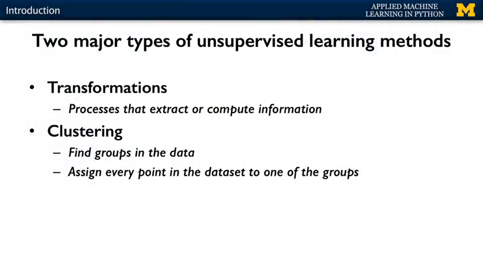So in this lecture, we'll give a brief survey of unsupervised learning methods, divided into two major categories. First, we'll look at one family of unsupervised methods called transformations, because they essentially just run the original data through some kind of useful process that extracts or computes information of some kind. Then we'll look at the other broad family of unsupervised learning methods, which are the clustering methods, like in our website example, that find groups in the data and assign every point in the dataset to one of the groups.